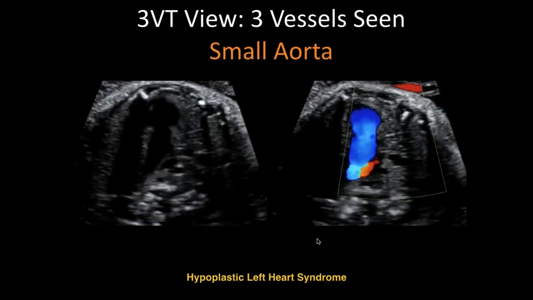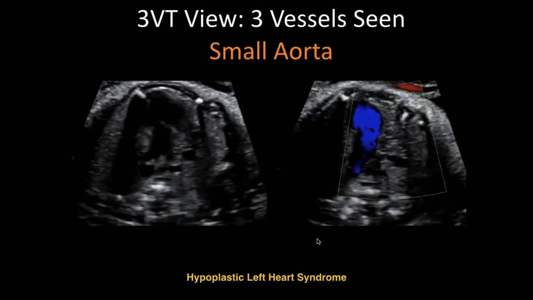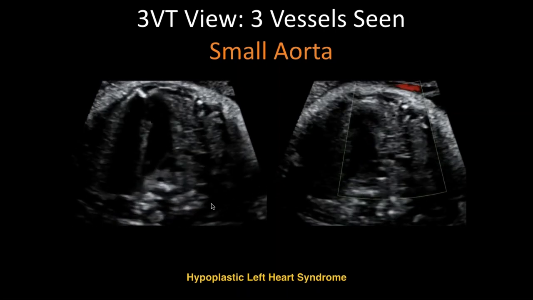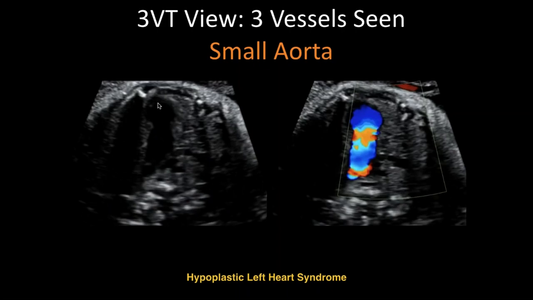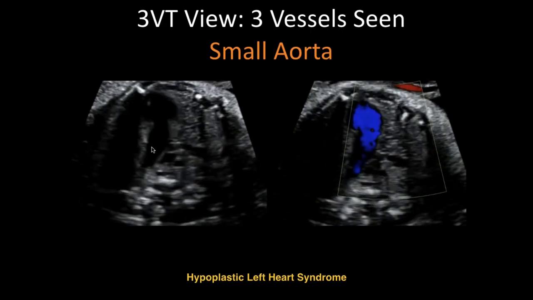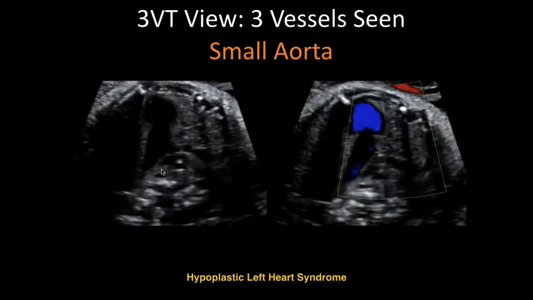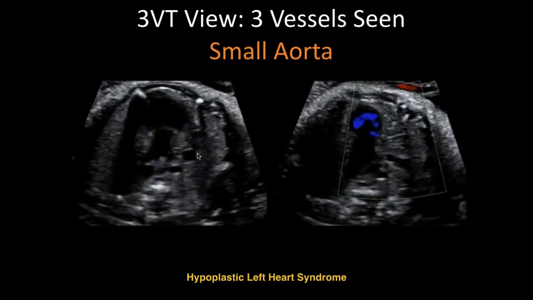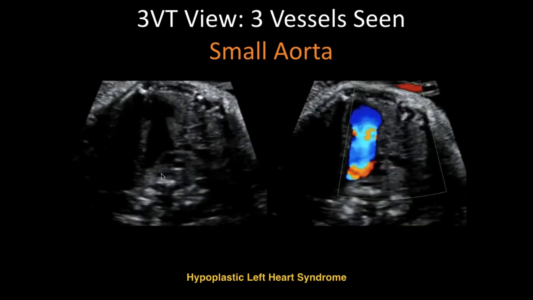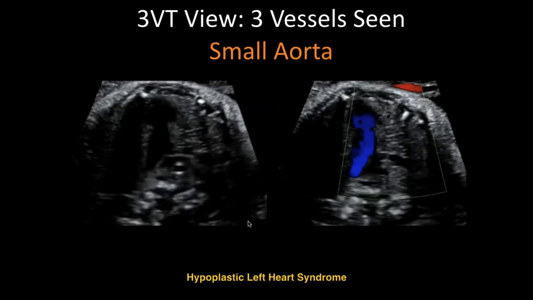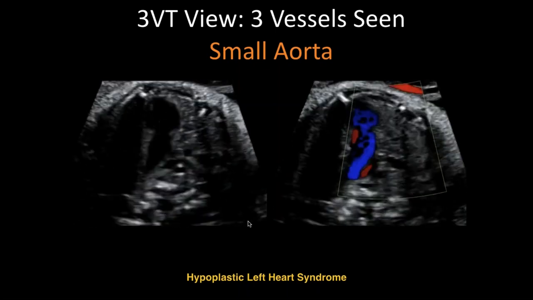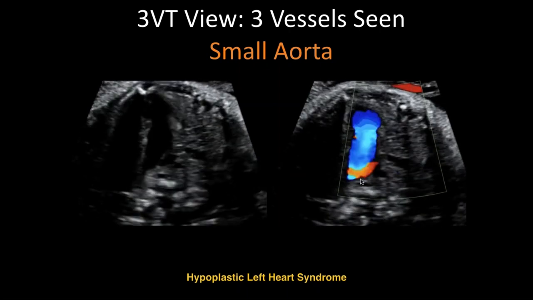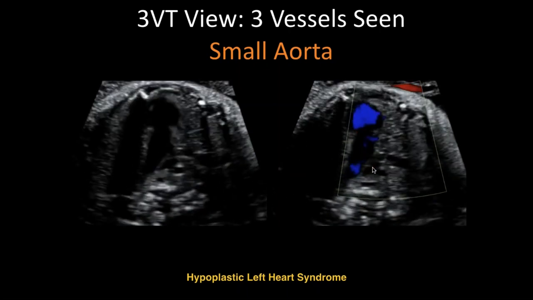All right, so here's a three-vessel trachea view where I see, frankly, this is the anterior vessel, so this is the pulmonary artery right here. I barely see a very thin and narrow aorta here, and I see the superior vena cava here. So I'm very suspicious of a hypoplastic left heart. Of course, I've probably done that looking at the four-chamber view, but evaluating the great vessels here, you see reverse flow again in a very tiny vessel of the aorta.